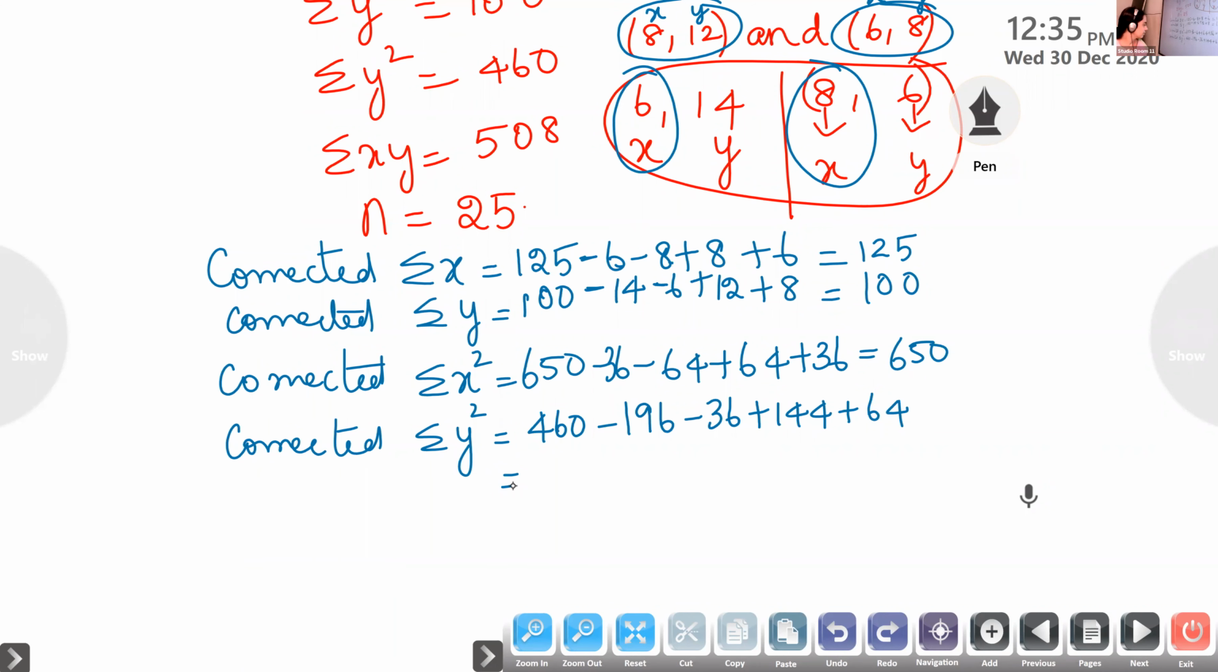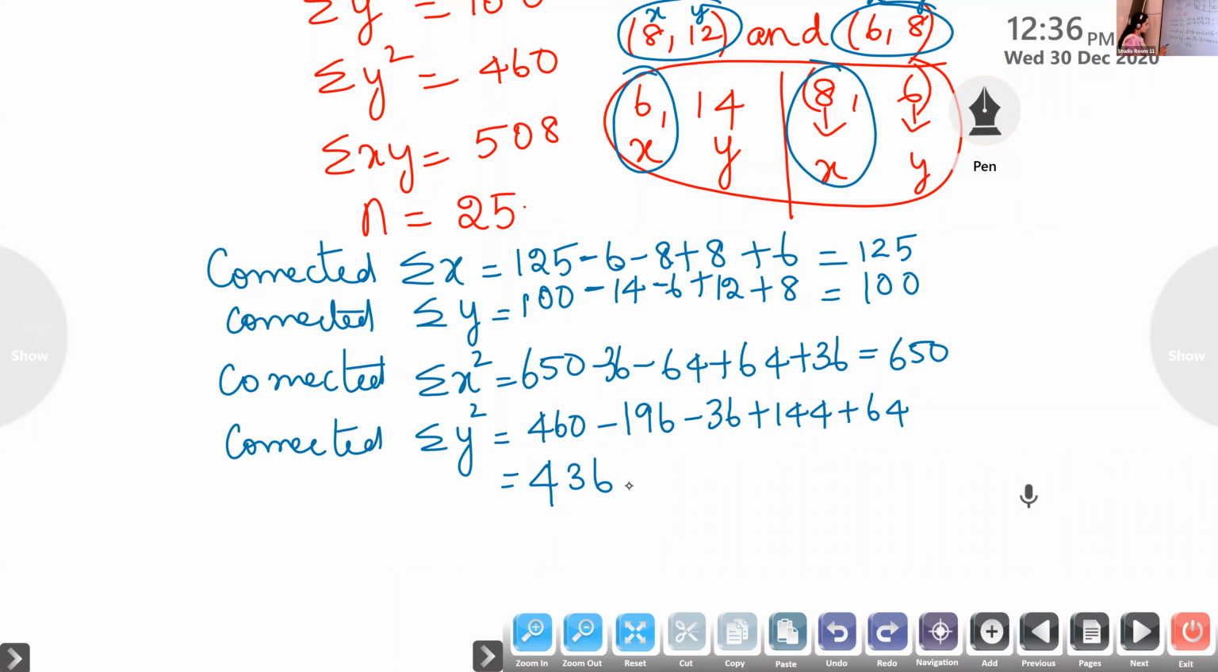Aditya Satyan, what is sigma y square? Do the calculation and tell me what is the corrected sigma y square. 436. Yes, it is 436.